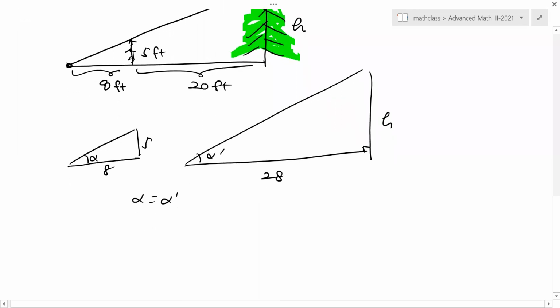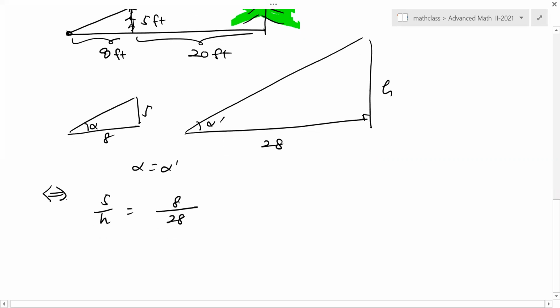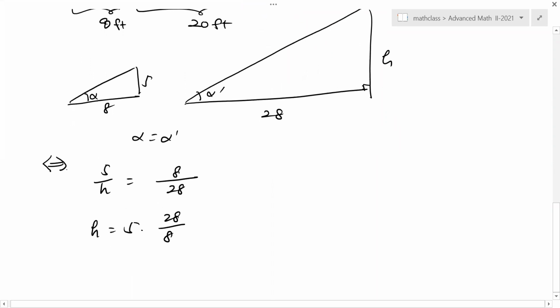Then the ratio of the corresponding sides is equivalent. 5 over H is going to be 8 over 28. So from here you can solve for H. I think it's 5 times 28 over 8. And you can simplify a little bit. Then you can estimate the height.